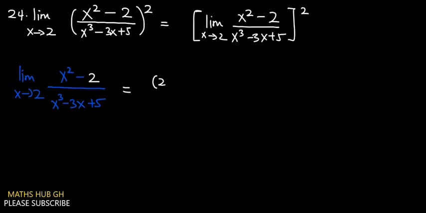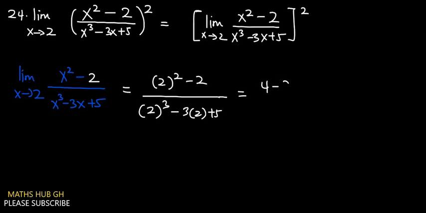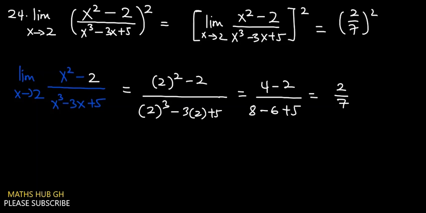So you're going to have 2 squared minus 2 divided by 2 cubed minus 3 multiplying 2 plus 5. For the numerator we are going to have 4 minus 2, and for the denominator, 2 cubed gives us 8 minus 6 plus 5. That gives us a value of 2 over 7. At the end we are going to square our answer, so that's 2 over 7 squared, which will give us a value of 4 over 49. This will be our answer.